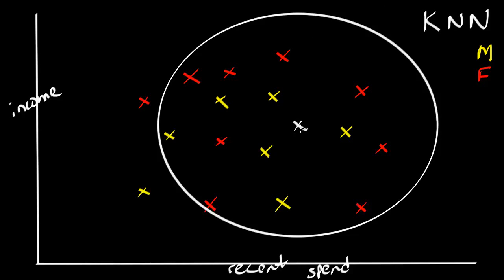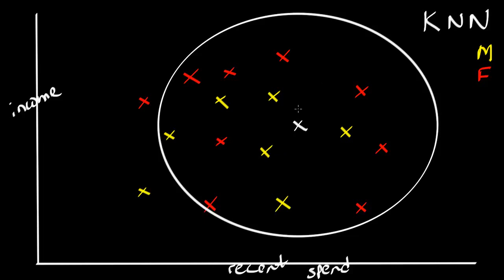So if we count out from here, we have 1, 2, 3, 4, 5, 6 values for male. Maybe we set the K value to 7, but within this area we have 1, 2, 3, 4, 5, 6, 7, 8 values for female. So if we set the K value here to 7 or more, or 8, then the value for gender would be female. If we set it to 6 or less, then the value would be male, because we're seeing that here. So that's an example of exactly how it works.